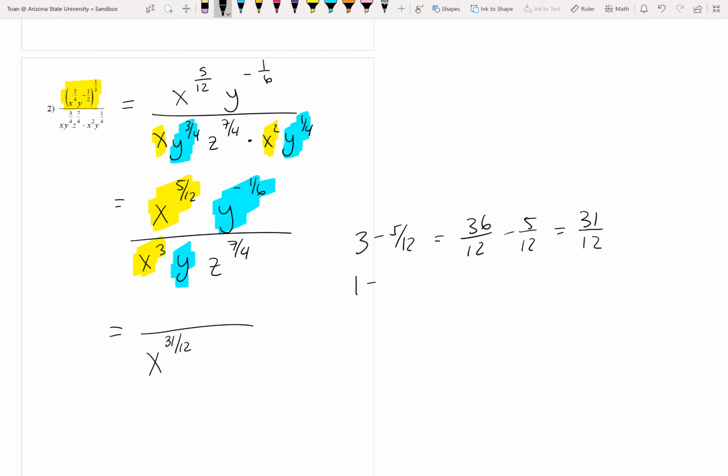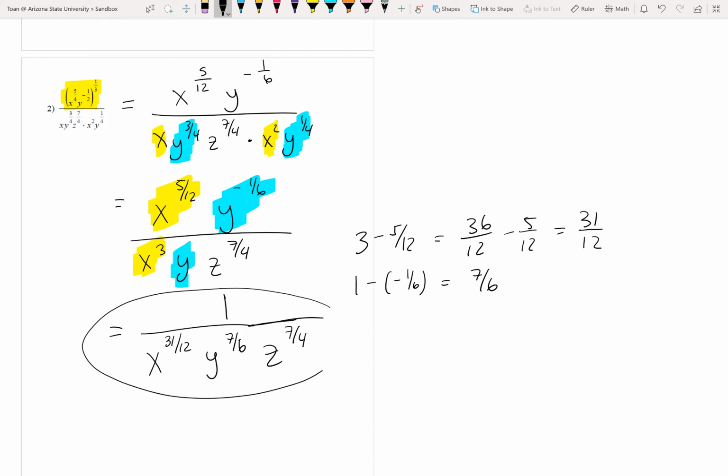Move on to the y's. I have 1 minus a negative 1/6, which is 7/6. And the bigger exponent was on the bottom, so put the 7/6 there. And then z was just by itself. Now I have nothing left over on top, but I can't leave it at 0, so there's always 1 left over. Technically, I do have some fractional exponents. Those are radicals, and we like things rationalized, but we did a lot of work here. I'm not going to make you rationalize. So that should be the answer, the simplified form of number 2.